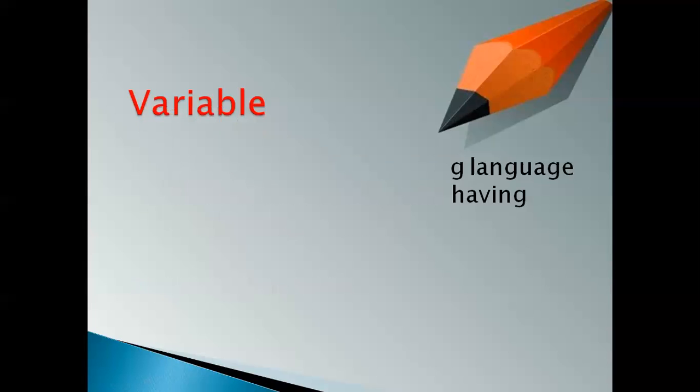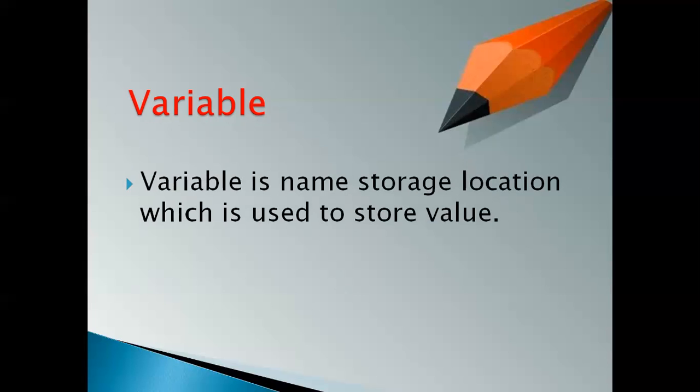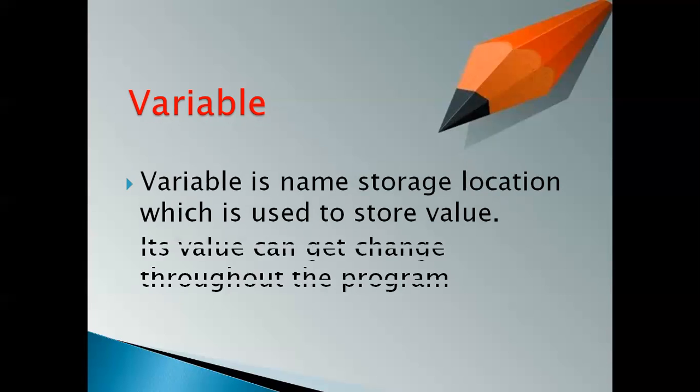Then variable. Variable is a small memory which we can use at programming time. When we make a program, we can use a memory, and that is known as a variable. Variable means a name of a storage location which is used to store a value. In a program, if you want to store particular values or characters, you can store them with the help of variables.